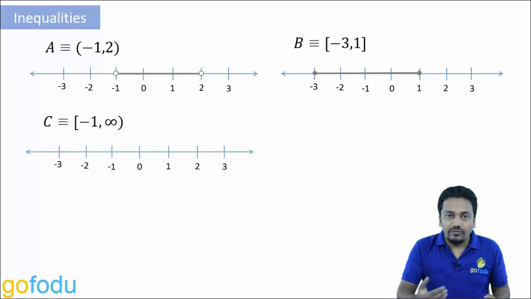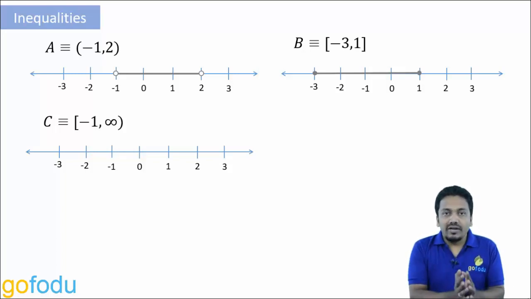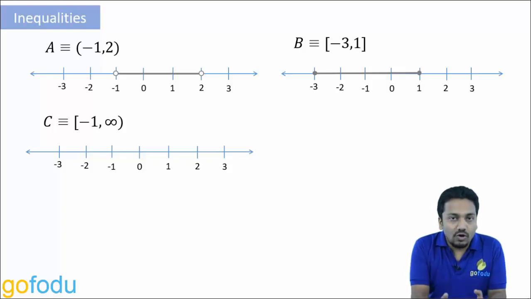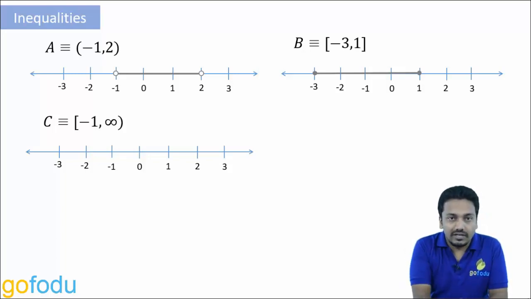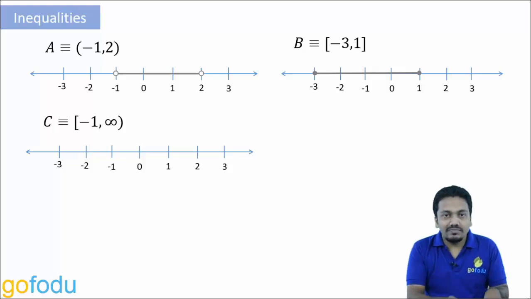For -1 to infinity, for infinity we always use open brackets because infinity is not a number, it's a concept. Remember this, infinity is an abstract concept describing something without any bound or larger than any number. I just quoted Wikipedia. Let's draw this -1 included to infinity.